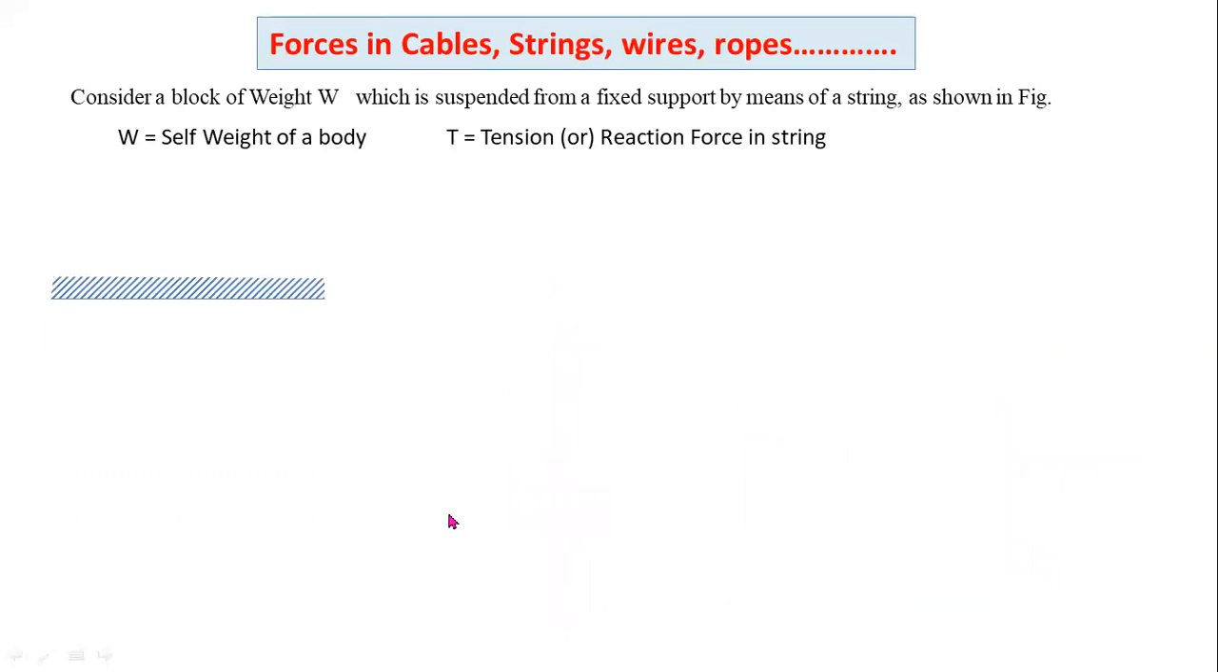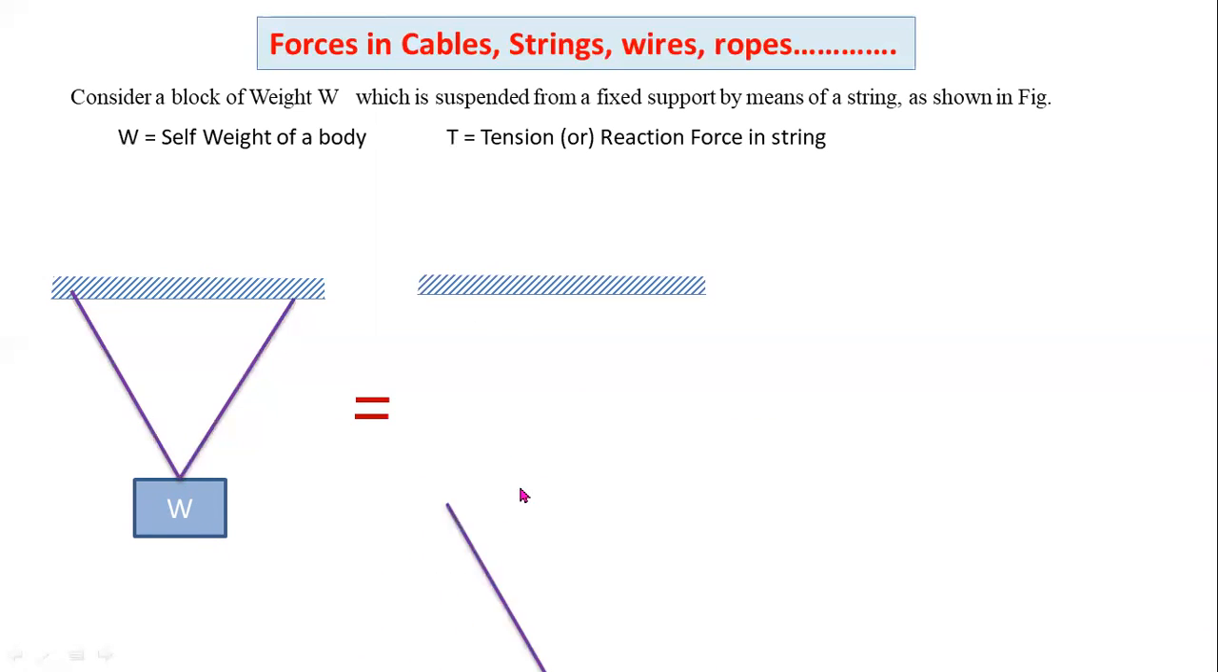Here is another example. Consider a block of weight W which is suspended from a fixed support by means of two strings, as shown here. Here W is the self weight of the body. Now how to convert this given diagram into a forces diagram. Here you have to consider this weight as a vertical force. The self weight of the body always acts vertically downwards.